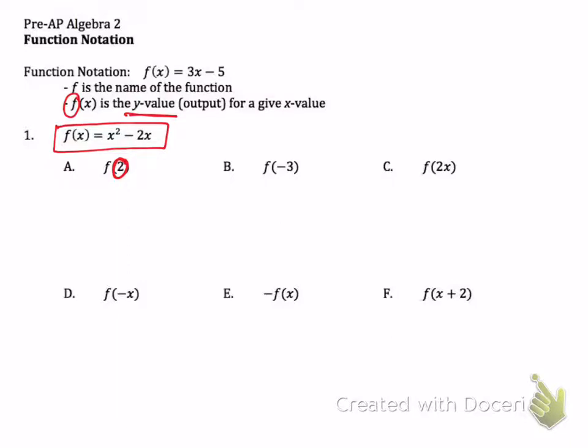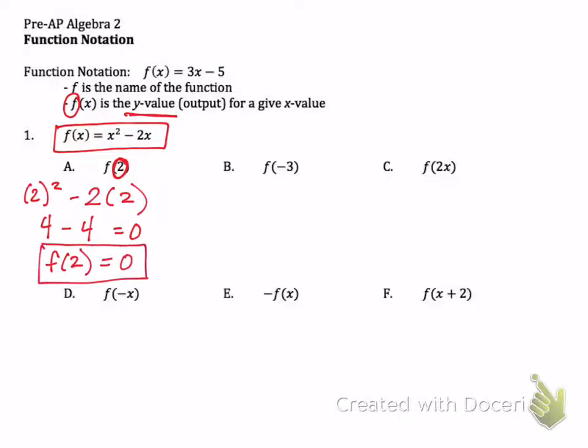So for part A, I would put in parentheses 2 squared minus 2 times 2. And then I work that out, so you end up getting 4 minus 4, which equals 0. So I would say that f of 2 equals 0. If I were to write that as an ordered pair, it would be (2, 0). So x would be 2, and then y would be 0.